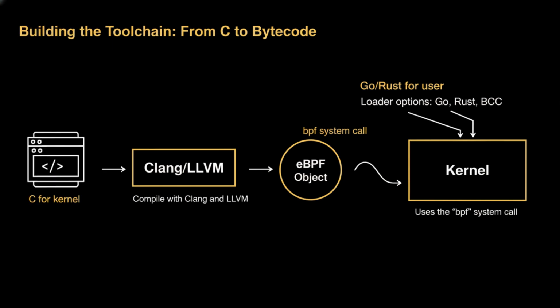Implementing this requires a specific toolchain. Most eBPF programs are written in a restricted subset of C. We use Clang and LLVM to compile this C code into the eBPF object file. Once we have the bytecode, we need a loader. Whether you prefer Go with Cilium's library, Rust with Aya, or Python with BCC, the process is the same. The loader calls the BPF system call to push the code into the kernel. This separation of concerns allows us to write the heavy lifting logic in C for the kernel, while managing the control plane and data export in a high-level language in user space.